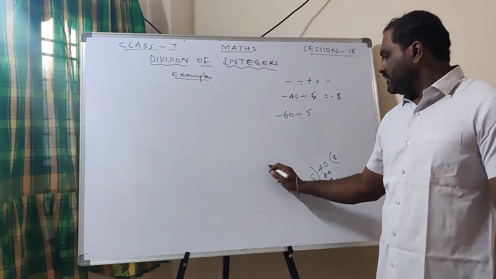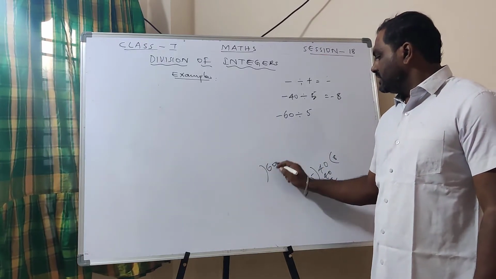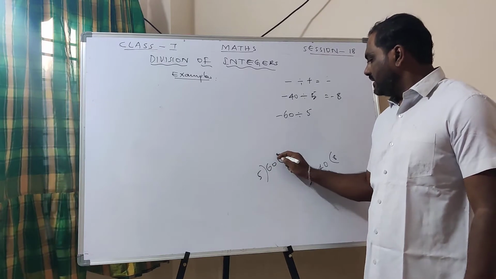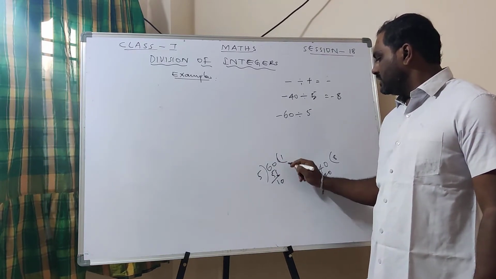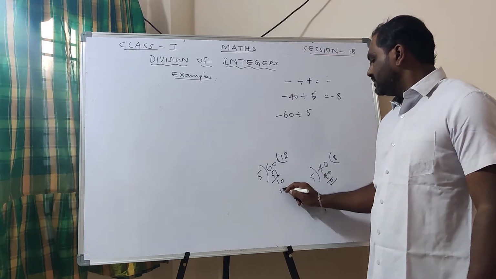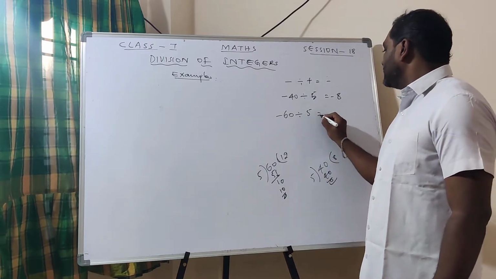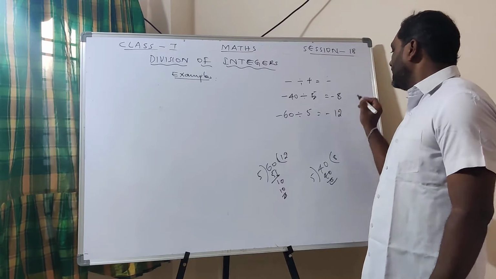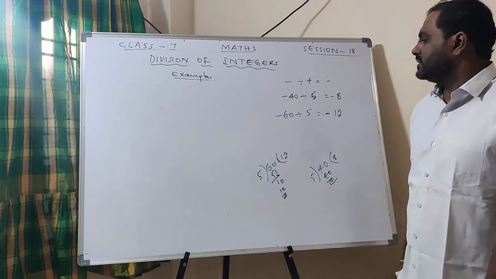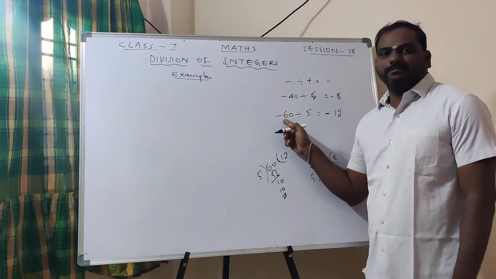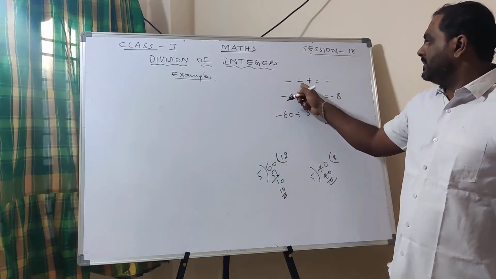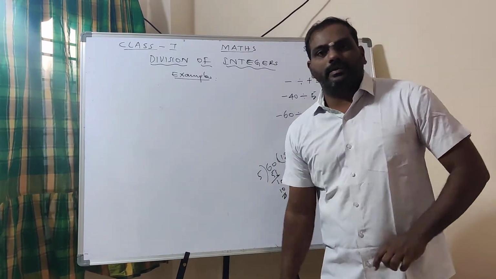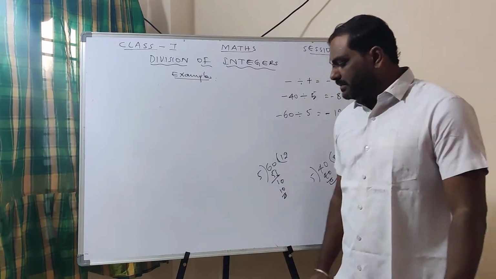And the last one, one more example: minus 60 divided by 5. First do the regular division, 60 divided by 5. How many times? 5 ones are 5, remainder 1. I am carrying down 0. 5 2s are 10. So the answer is 12, but you should write minus 12. Why minus 12? Minus 60 is divided by plus 5. So the formula indicates a negative integer divided by a positive integer gives a negative integer as the answer.